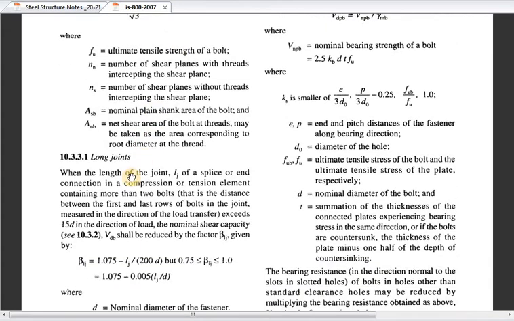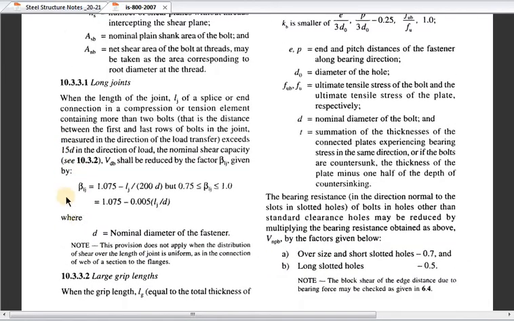Why BLJ? Because there is a long joint. And what is the condition for a long joint? That should be 15 times the diameter. If it exceeds 15 times the diameter of the bolt, then we have to use this BLJ. So this is the complete BLJ equation.